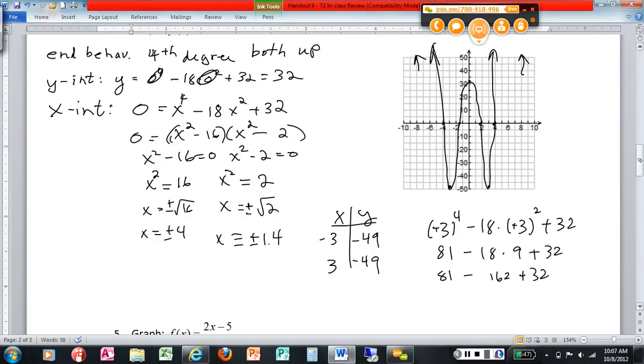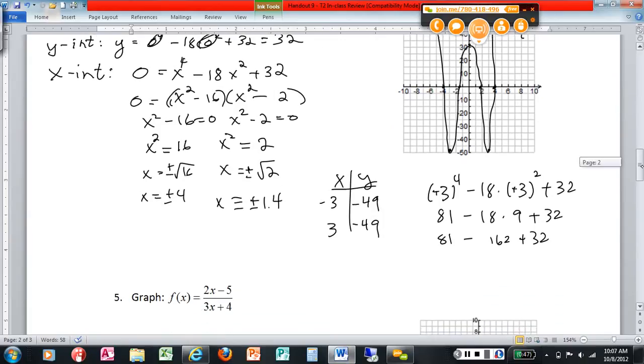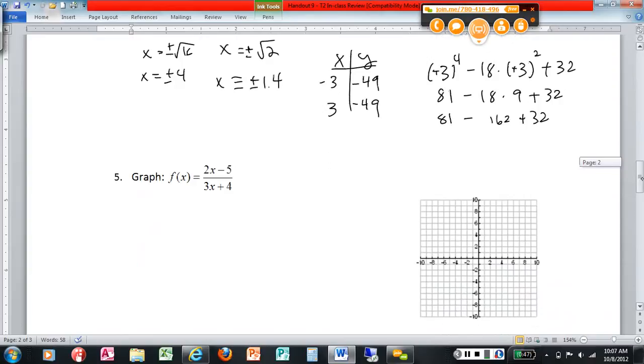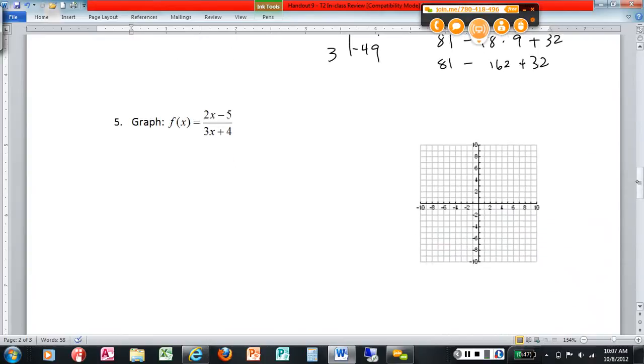All right, number 5. Now we have a rational function. Remember on those, what do we look for? We look for asymptotes and intercepts. Vertical asymptote, how do we get that? Set the denominator equal to 0.